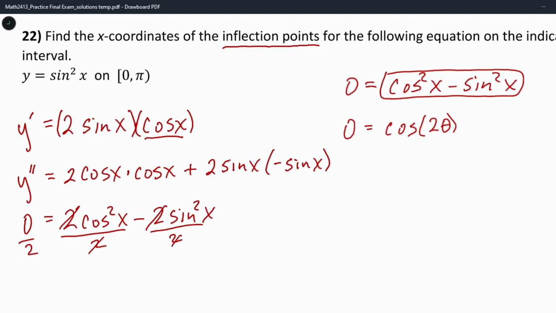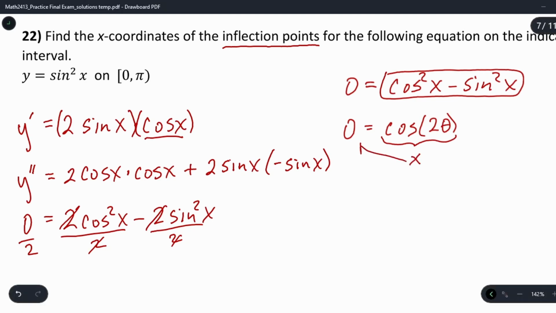And then what we can do is we can say, well, can we just figure out what angles in the unit circle have an x-coordinate of 0? And that'll be what our 2 theta should equal. We know that in the unit circle, the angles that have an x-coordinate of 0 are pi over 2 and 3 pi over 2. Dividing through by 2, that's going to give us pi over 2 divided by 2, which is pi over 4. 3 pi over 2 divided by 2 is 3 pi over 4.